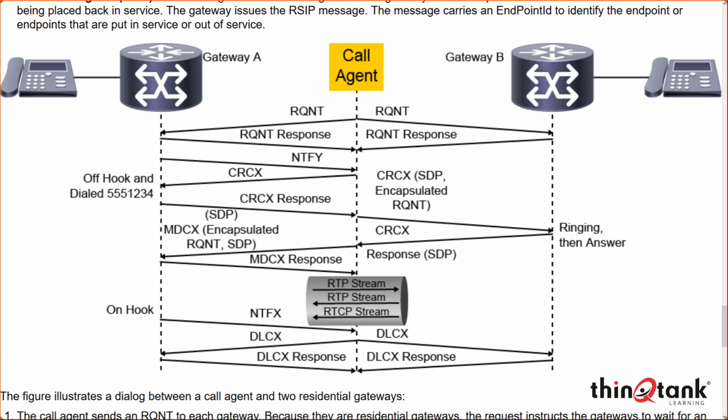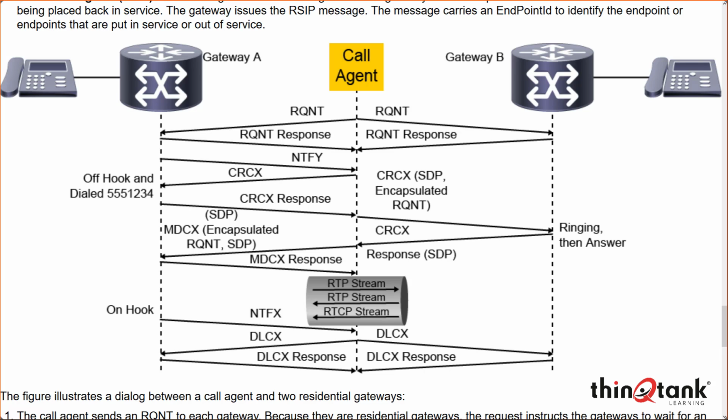Yeah, the RTP streams themselves are established between the gateways. But all the other control stuff does go through the call manager. All those arrows, RQNT, NTFY, those are all my MGCP commands. MGCP gateways cannot communicate directly with each other. They have to go through the call agent. So the call agent is the master.